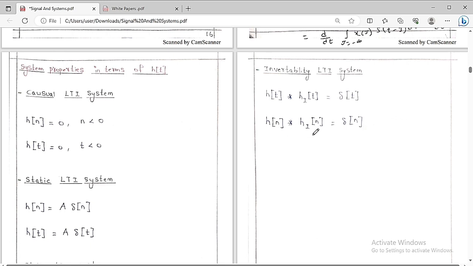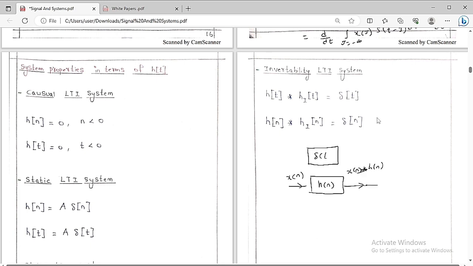So if h of n convolved with hi of n equals delta of n, then also we can say the system is said to be an invertible system. These things you always have to keep in mind. Let me represent it here. Suppose this is a system, and its impulse response is h of n. If the input is x of n, the output is x of n convolved with h of n.